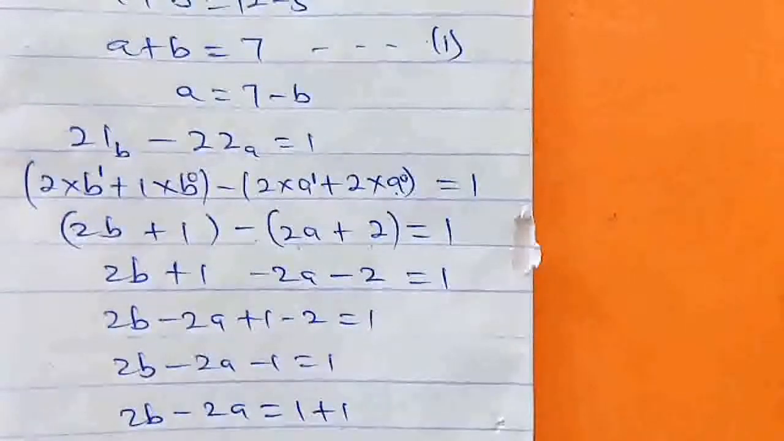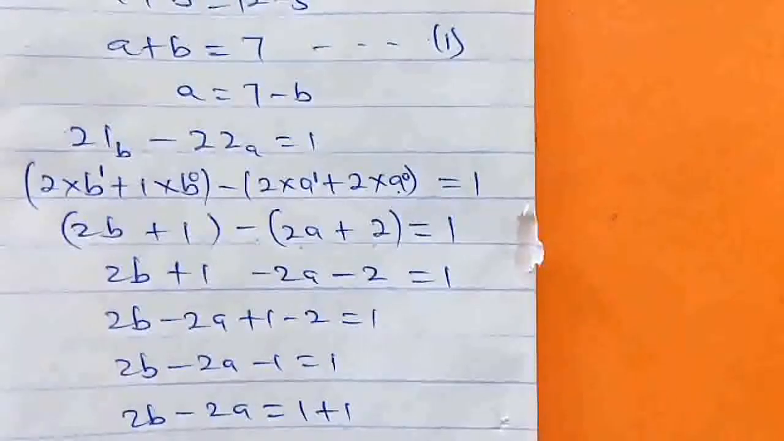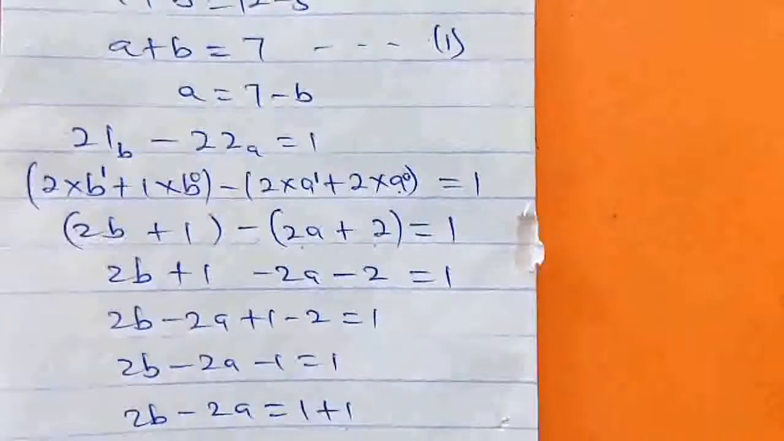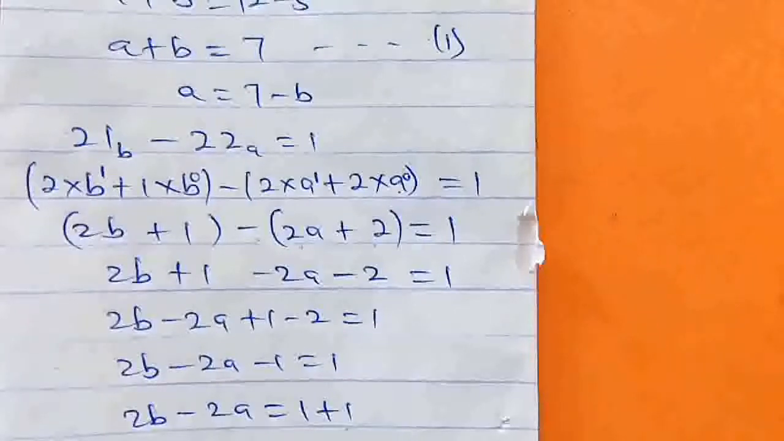Since 2 can divide throughout, we have B minus A equals 1. Remember that A is 7 minus B. We can insert the value there, or we can make B the subject of the formula. Any of them is possible since they are all singletons in each of the equations. Therefore, let's insert A equals 7 minus B.